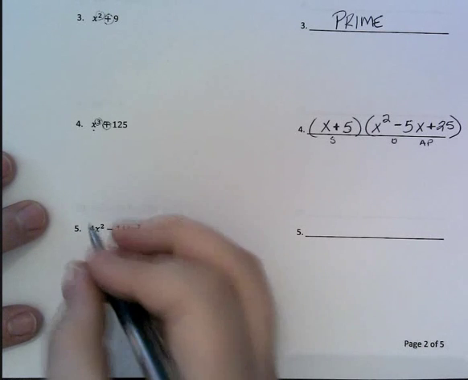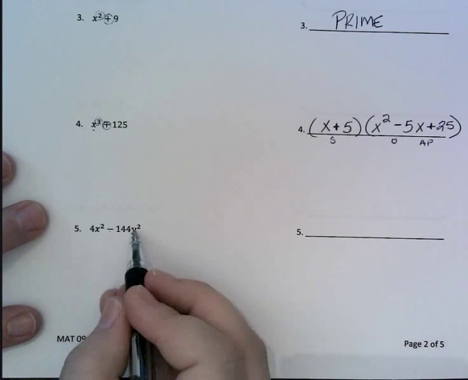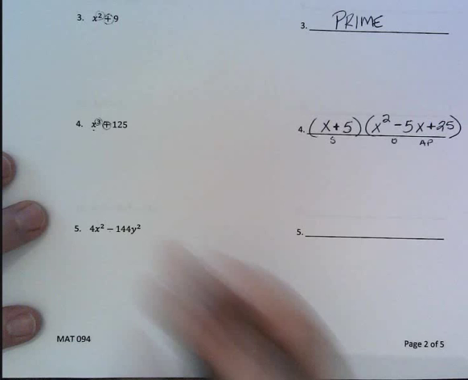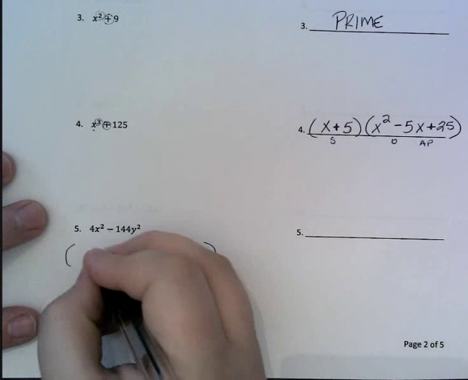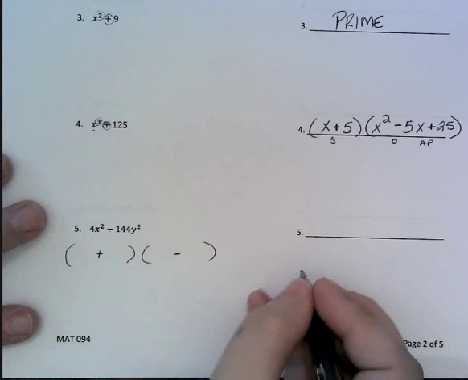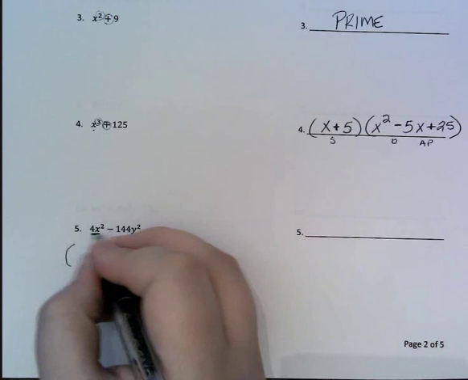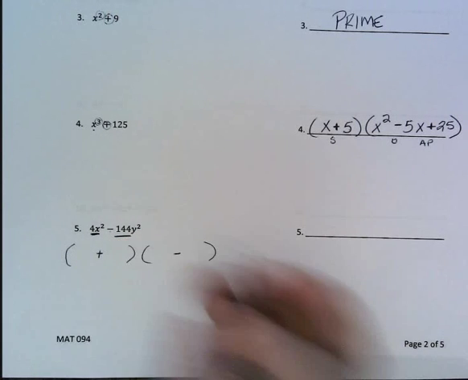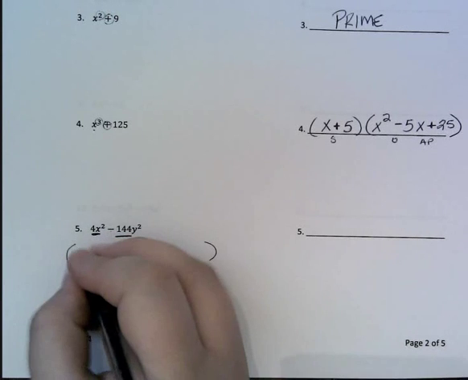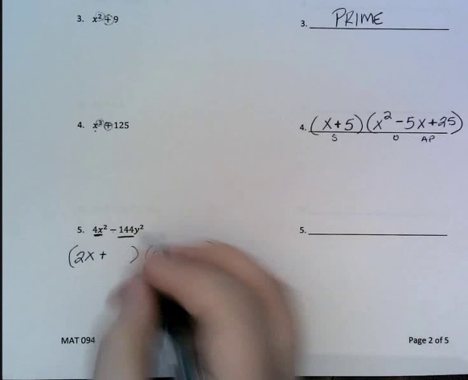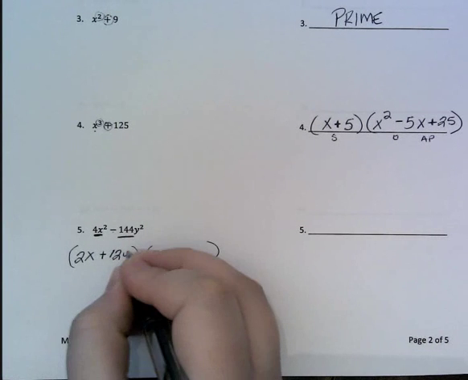So on number 5, this problem is our difference of squares problem. So it's a car problem. So I always have the happy car and the sad car, or the good car and the bad car. So the front seat and the back seat. So what times itself gives me 4x squared? The answer is 2x. And then what times itself gives me 144y squared? The answer is 12y.